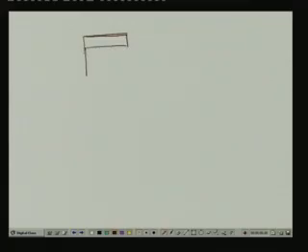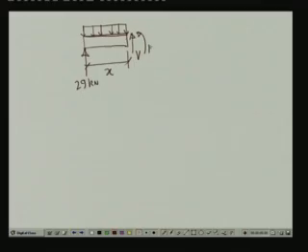here we have RA which is 29 kilonewton, we have the uniformly distributed load which is 8 kilonewton per meter, and this is the distance which we call a variable distance x, and here we have the stress resultants V and bending moment M, and this is the section AA.